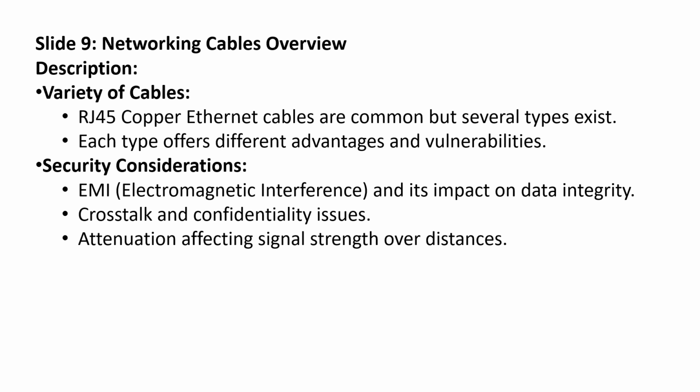Networking cables overview. There are a variety of cables, such as RJ45 copper Ethernet cables, which are common, but several types exist. Each type offers different advantages and vulnerabilities. There are some security considerations while we choose a cable for our company. EMI, or electromagnetic interference, and its impact on data integrity. Crosstalk and confidentiality issues. Attenuation affecting signal strength over distances.